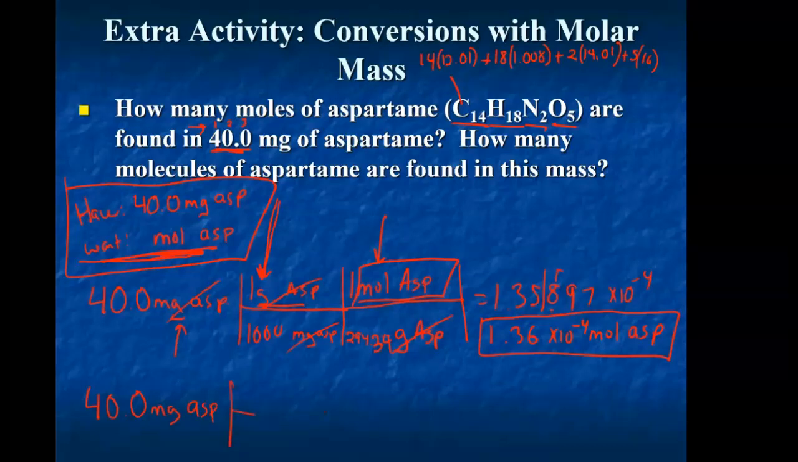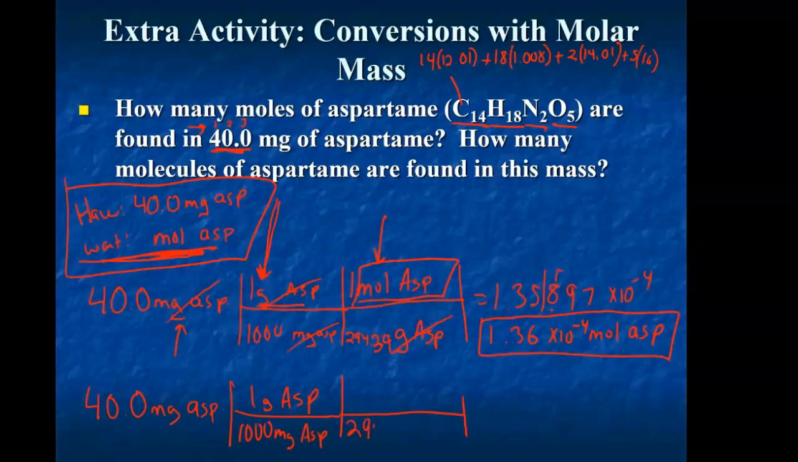I'm just going to go one step further. 1 gram of ASP and 1,000 milligrams of ASP. 294.34 grams of ASP, 1 mole of ASP. So see, I just copied down what I did on top, but now I want molecules, right? We want molecules this time because this is the second question. How many molecules do we have?